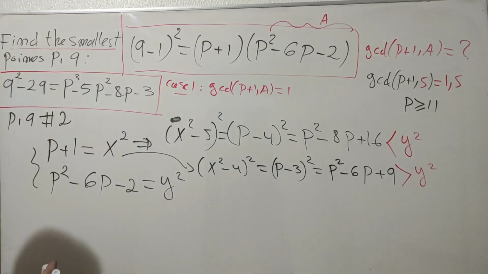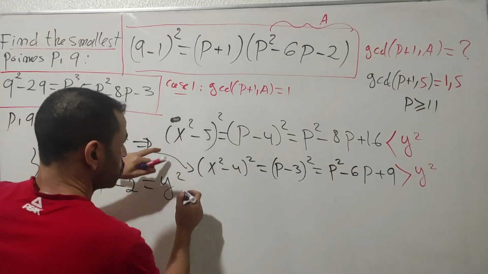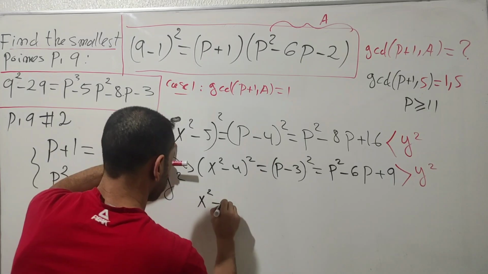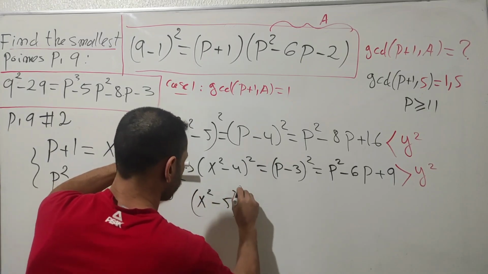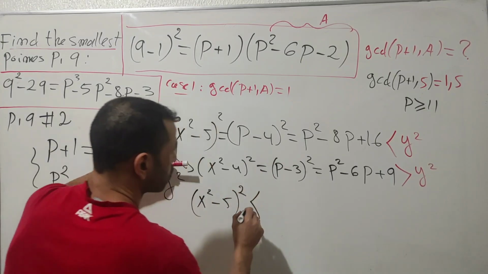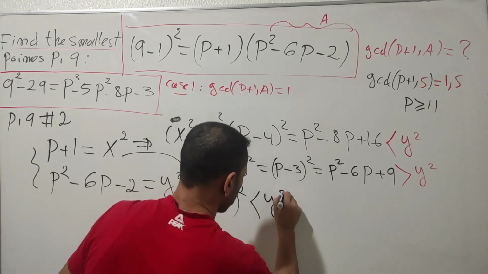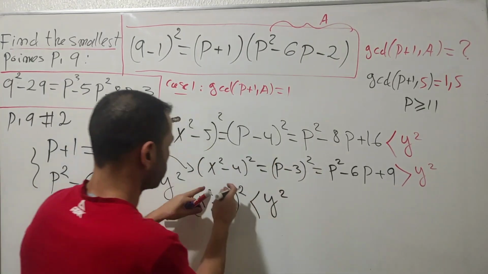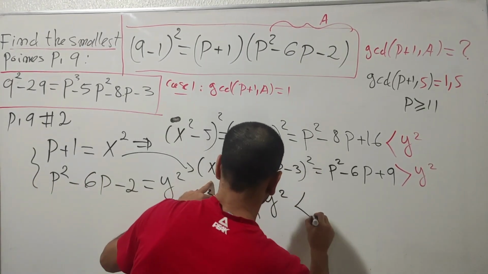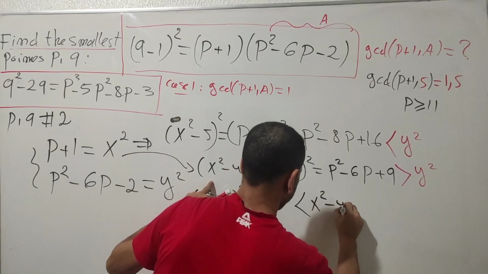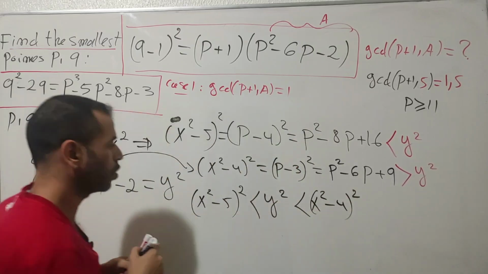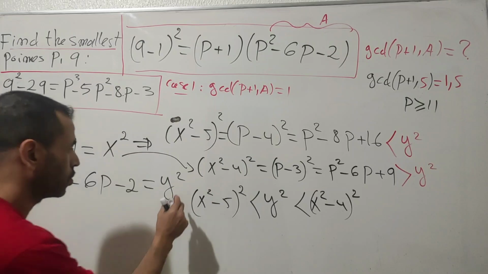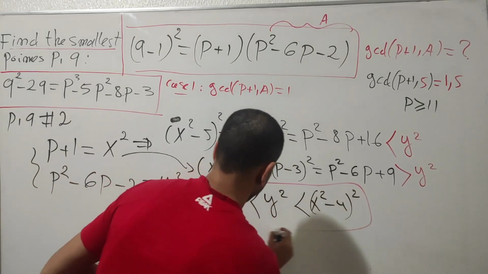What can we conclude from this? We get x squared minus number 5 quadrant squared is smaller than y squared. At the same time, y squared is smaller than x squared minus number 4 quadrant squared. What do we get here? So we have ended with this nice expression.